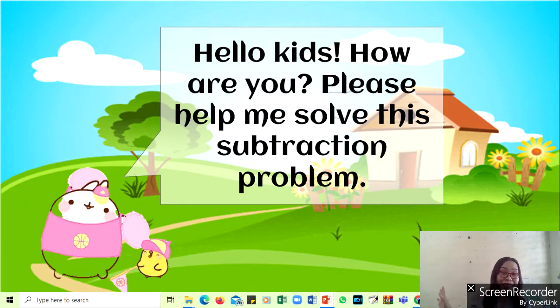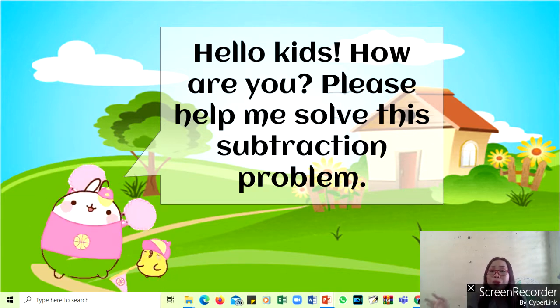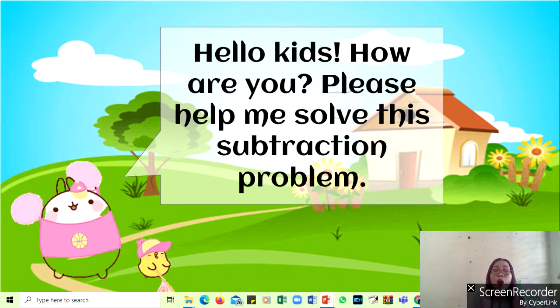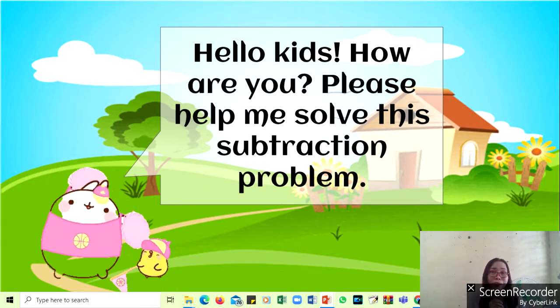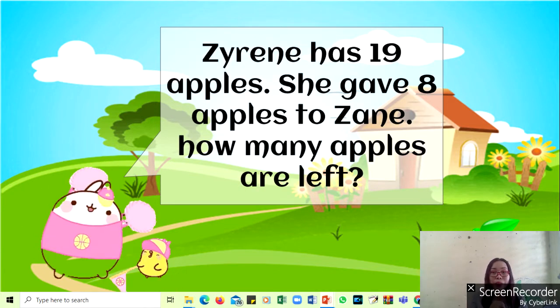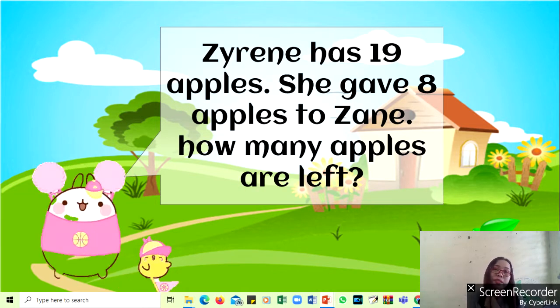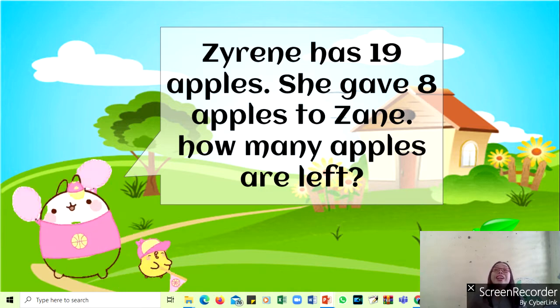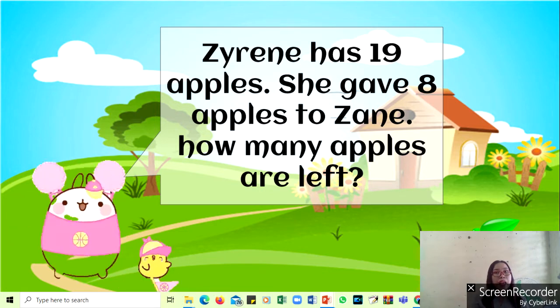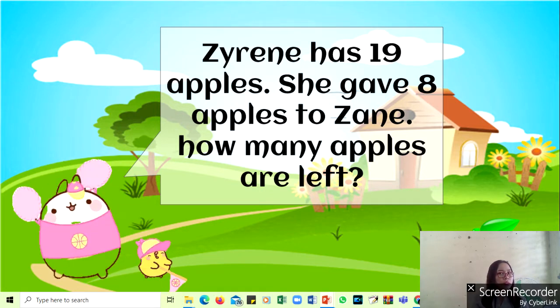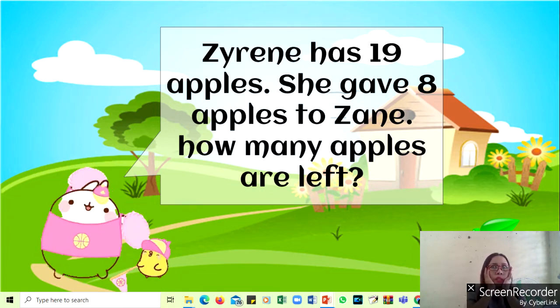So, hello kids, how are you? Please help me solve this subtraction problem. Oh my gosh, our friend here is asking for our help, grade 1. So, here's the problem. Zyrene has 19 apples. She gave 8 apples to Zane. How many apples are left? Oh my gosh, what are we going to do now, grade 1?